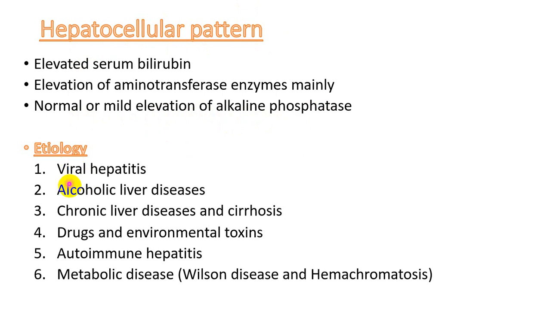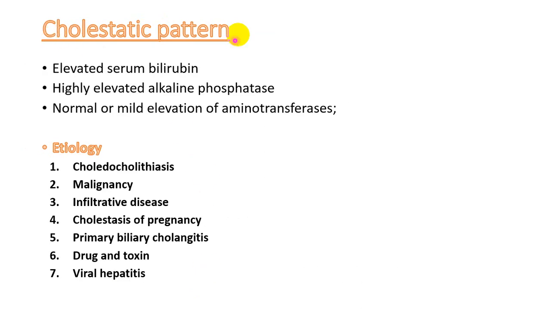Usually and mainly it occurs in patients with viral hepatitis, but could occur in other causes like alcoholic liver disease, the majority of chronic liver disease and cirrhosis, a lot of drugs and environmental toxins, autoimmune hepatitis, and metabolic disease like Wilson and hemochromatosis. While in cholestatic, there is an abnormality that interferes with the transport or excretion of bilirubin after conjugation. So there will be, of course, elevated serum bilirubin, highly elevated alkaline phosphatase with mild elevation or normal aminotransferase level.